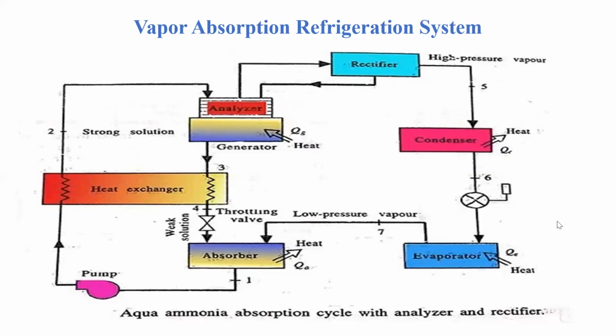For industrial purpose, we can use these types of vapor absorption refrigeration system. And the advantage is we can reutilize the waste heat from flue gas or from solar energy.